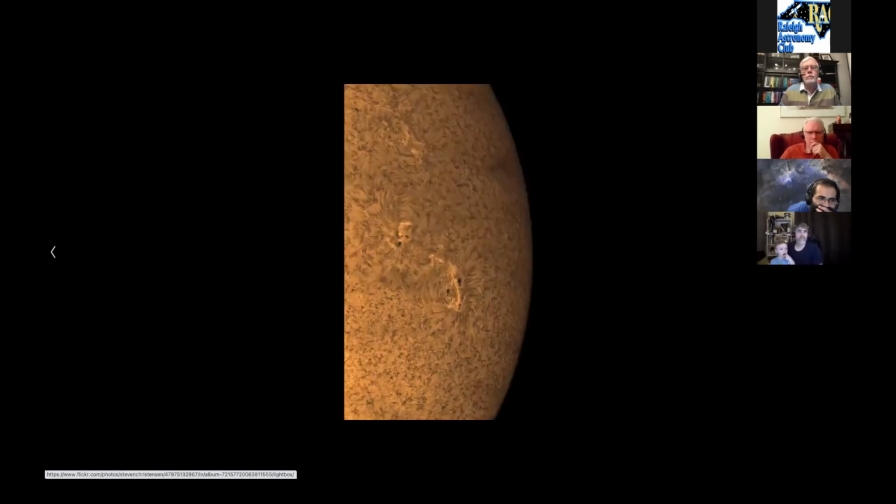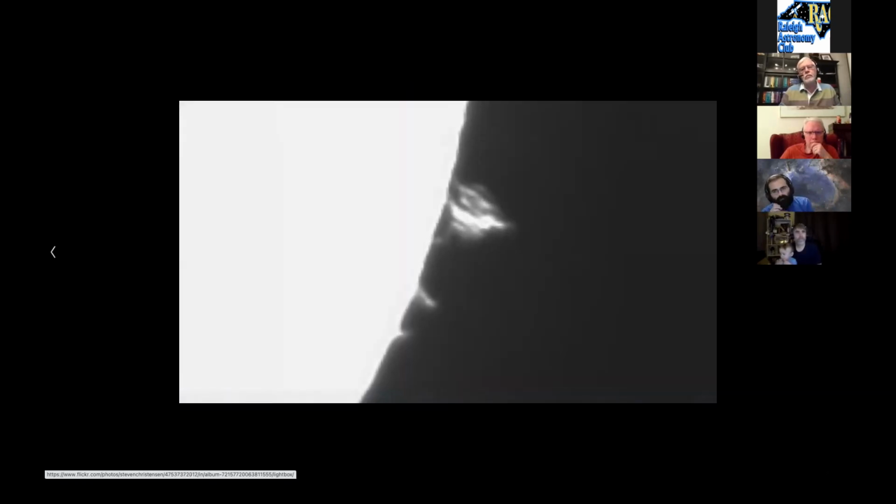And then this one, I put a 2.5 Barlow on the camera, so I could zoom in on that spot. That's one thing you can do. It's a little harder for the mount to track when you've got a Barlow on it, but it works. And so you can get much closer to structures and things like that.